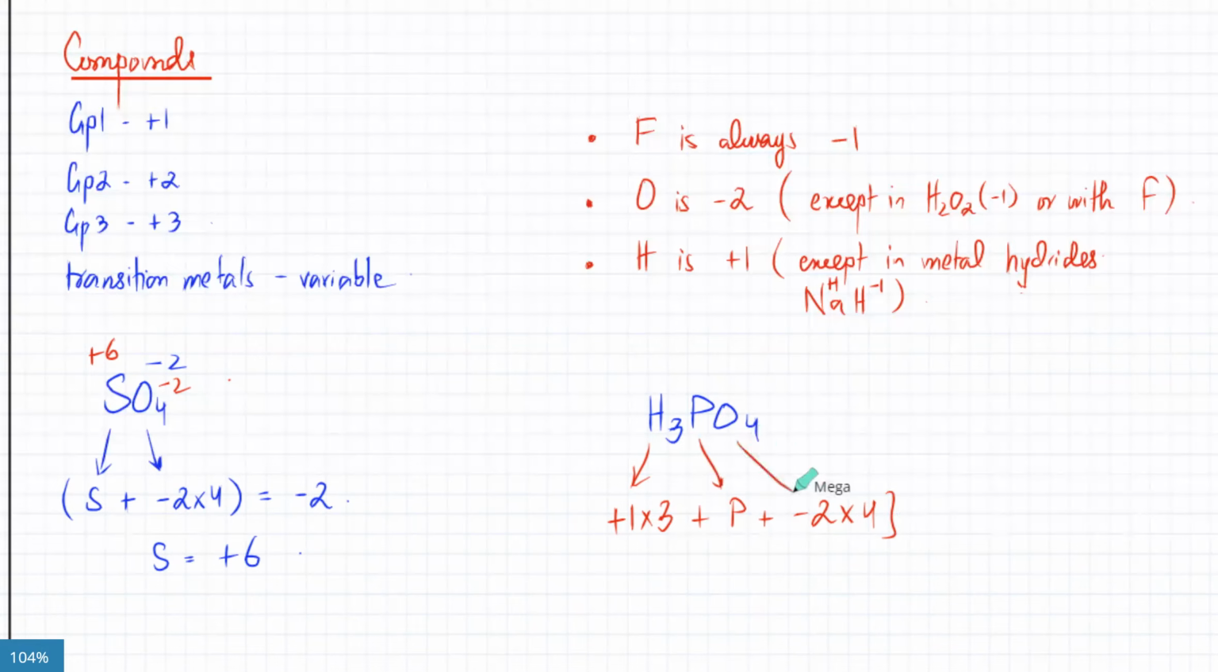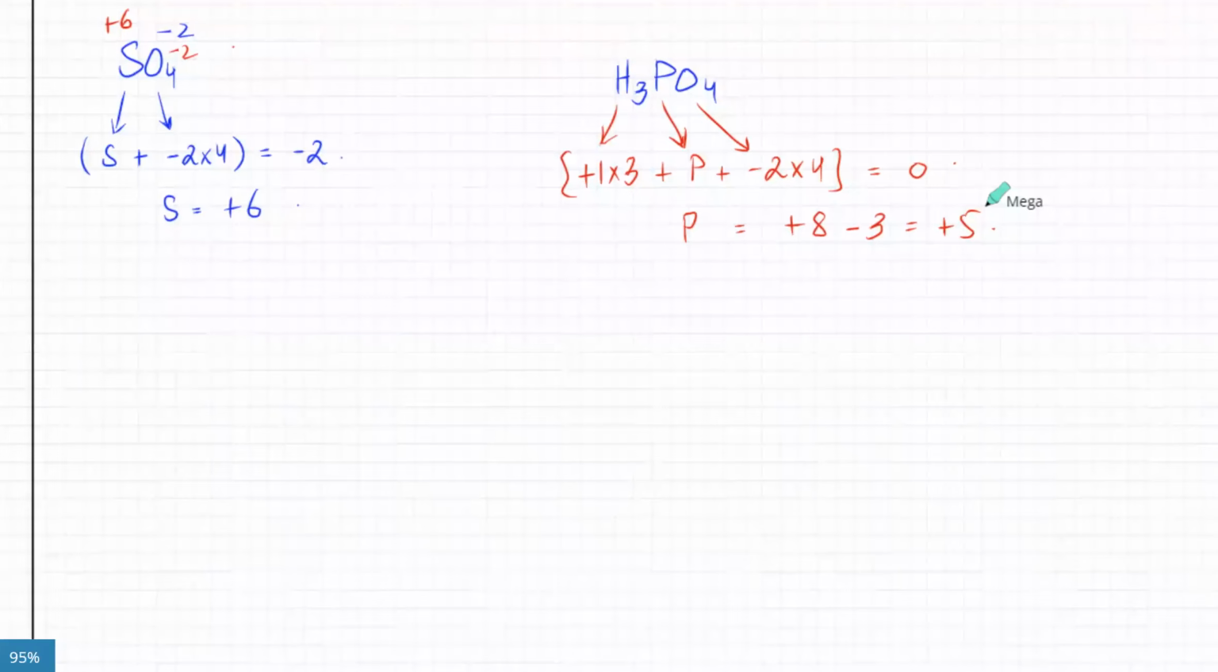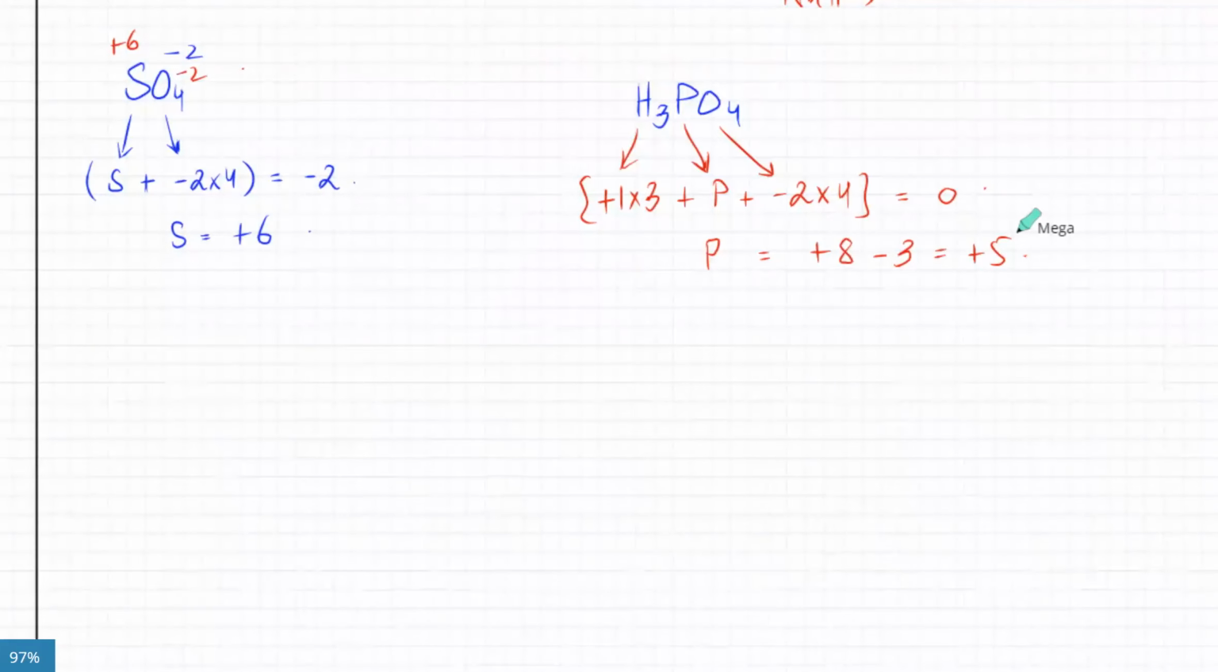It's a neutral molecule. So in a neutral molecule, all the charges must add up to be equal to 0. If you solve for this over here, this -8 would go to the other side and it would become +8. And +3 would go to the other side, it would become -3, and this comes out to be +5. And so you just have to add up the individual charges and make it equal to the total charge.